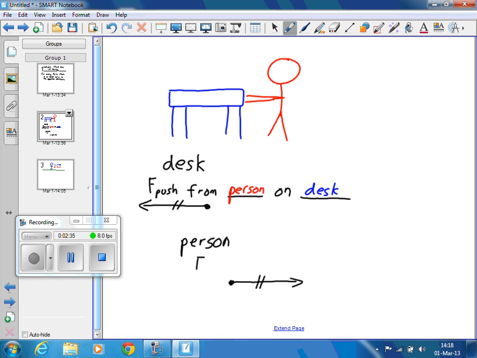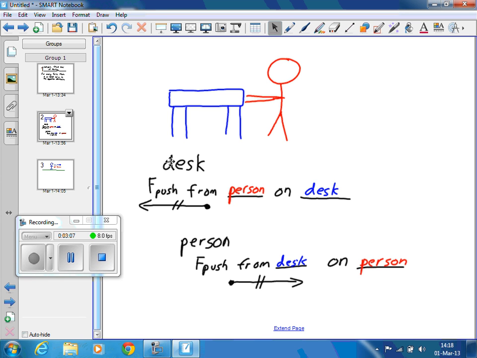It is also a force push from some object on some object. And as I said before, those two objects this time are just switched around. The desk is now the one doing the pushing. The person feels it. And that's how Newton's third law works. You'll notice there are a couple things to notice here. All I did was switch the order of the two objects.